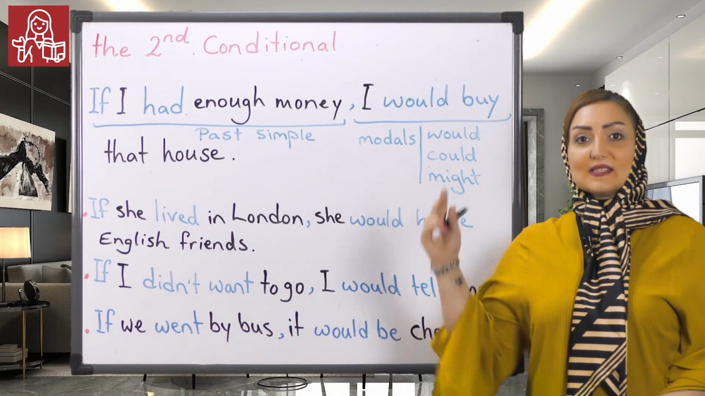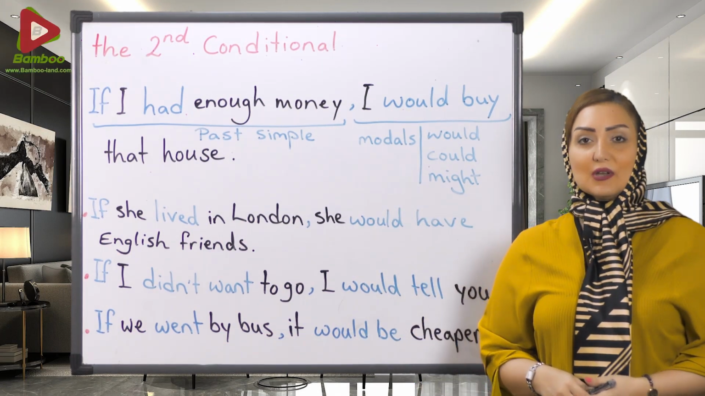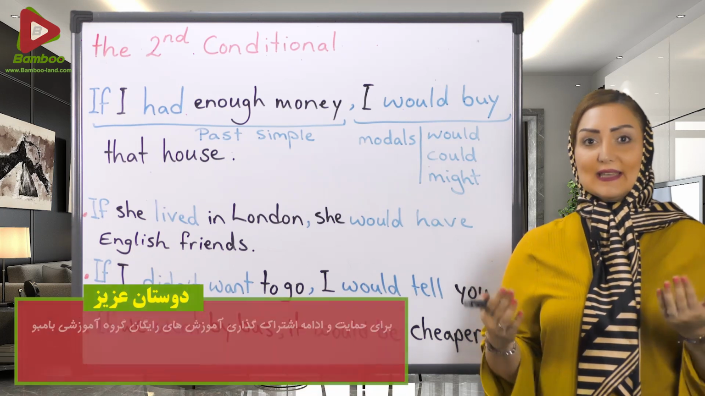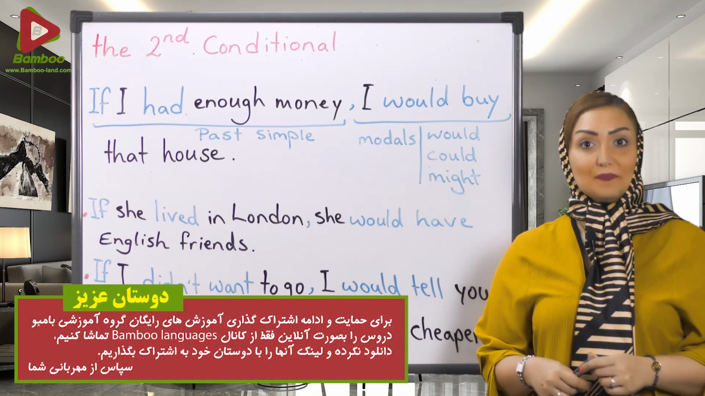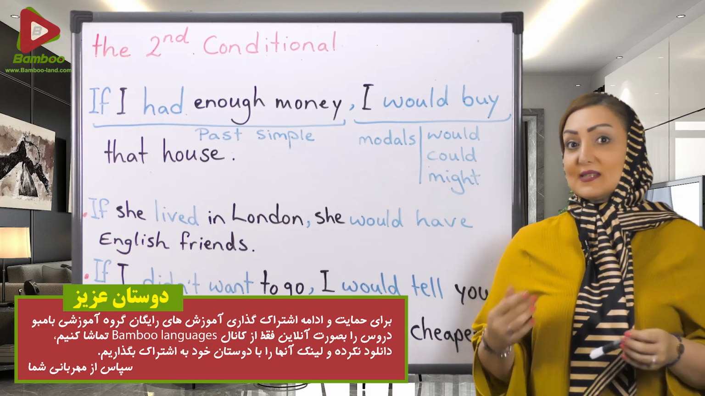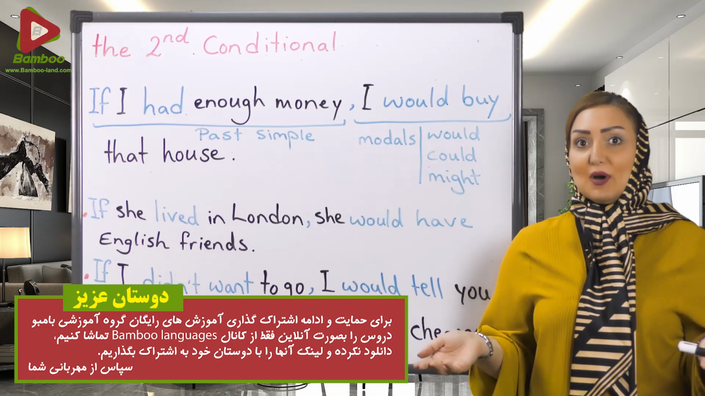We use the second conditional to talk about things that are unlikely in the future. Unlikely here means impossible, or something in the present is impossible.